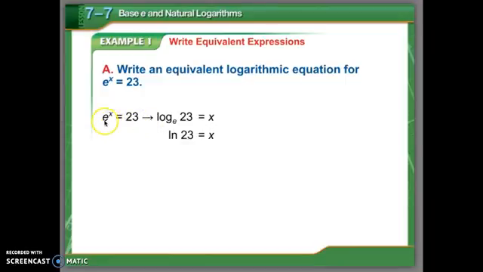And actually what they're doing is just taking the exponential form and rewriting it back in log form. So we know that when we have e to the x equals 23, that's going to be the log base e of the answer, 23, equals x. So e to the x equals 23, just like we've looked at in previous lessons. But then we're going to abbreviate log base e as natural log. So this just says natural log 23 equals x. That is our equivalent logarithmic equation.